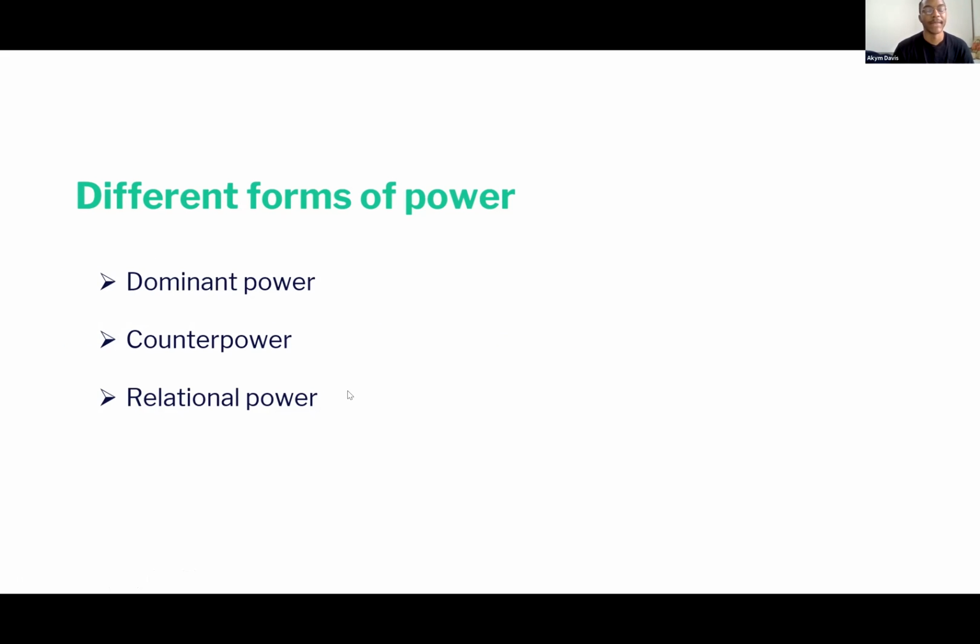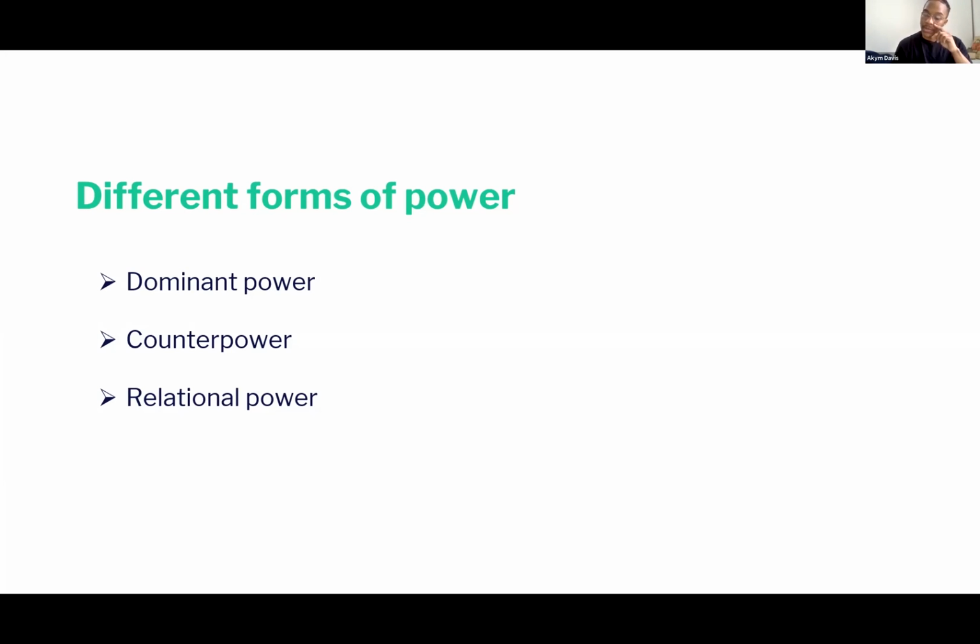And next is counterpower. Counterpower is the power from us. So the power from the bottom that can be used to overthrow power in the dominant power. So counterpower could be, for example, Friends of the Earth coming together to have a march about climate change or about plastic usage and stuff like that. That's counterpower. And in great numbers, counterpower can be very, very influential.